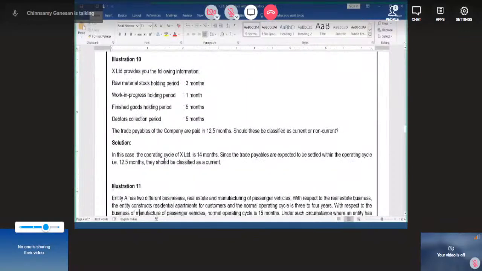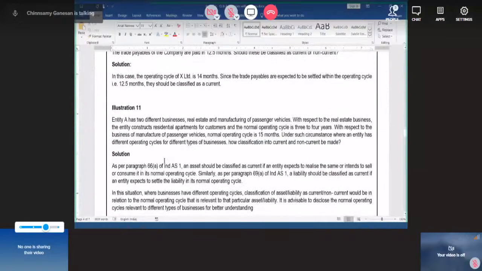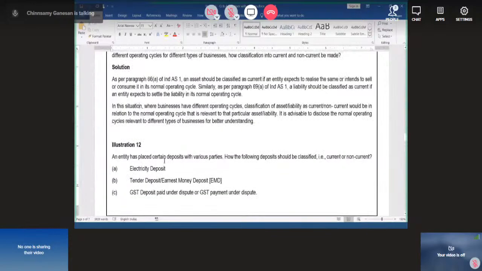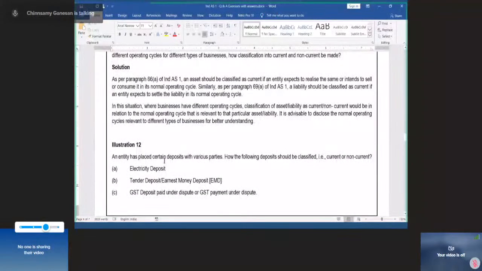Somebody has asked a question, what is the situation of two different reporting periods? I think that this question we have already considered, the real estate transaction with a different example. And this question had come in the first session itself. I had not answered it; I said I will come back. Suppose electricity deposit, tender deposit, GST deposit which has been paid on dispute, what is the classification which we have to apply?